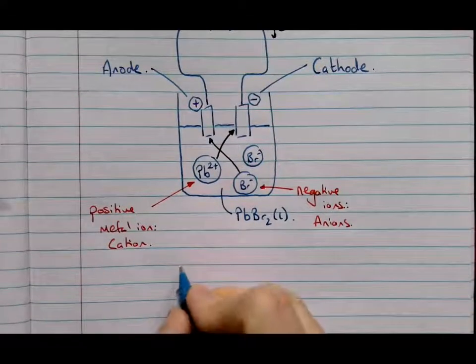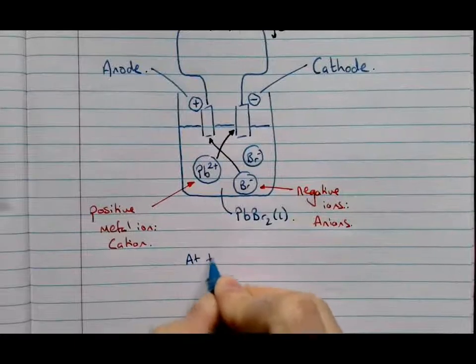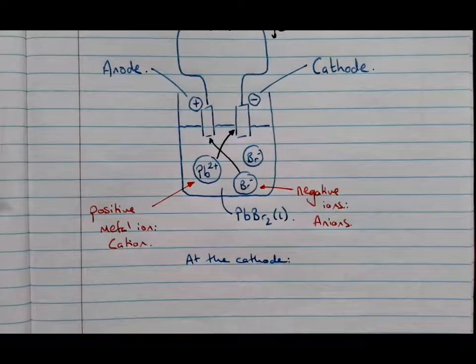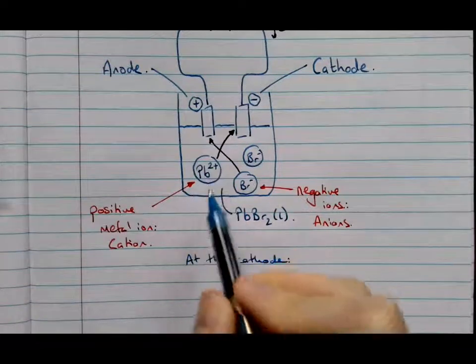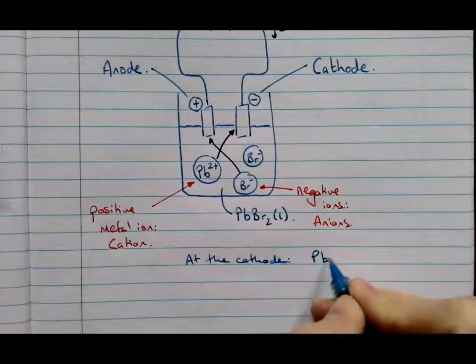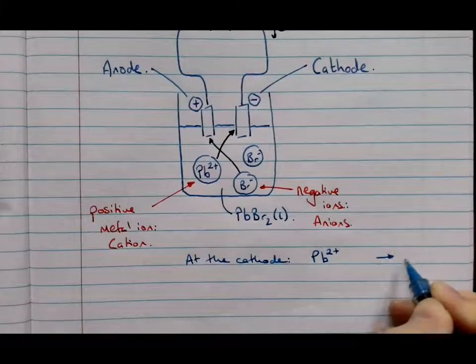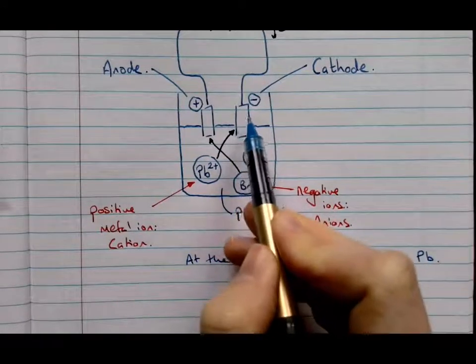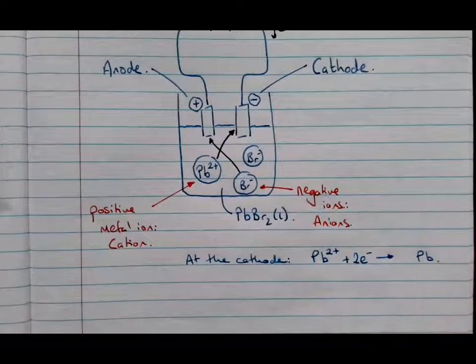So we can go with the cathode first. At the cathode, what do we have happening? Well, my lead ion is going towards there, so it's Pb2+, and that's going to turn into Pb by gaining the electrons that are on the cathode. And so it's going to need to gain two of those.